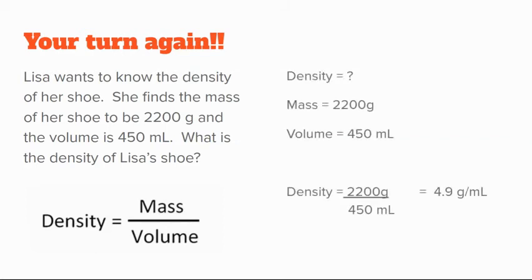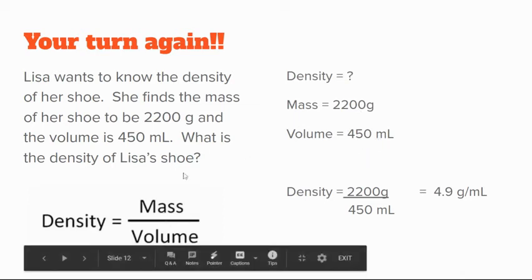Well, we pull out our information. We don't know density, but we do know the mass is 2,200 grams and we know the volume is 450 milliliters. So I plug it into my formula here. Mass is on top divided by my milliliters. So 2,200 divided by 450, I get 4.9 grams per milliliter. That is the density of her shoe.